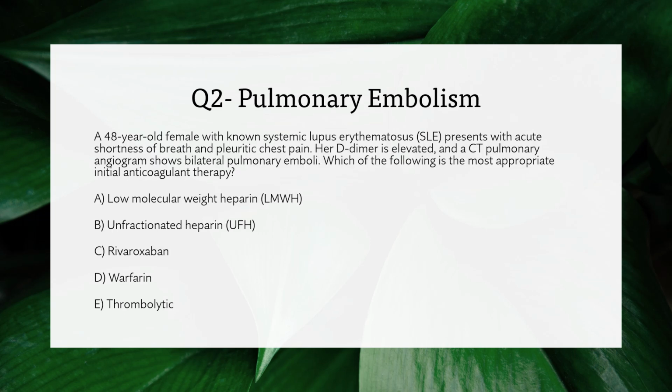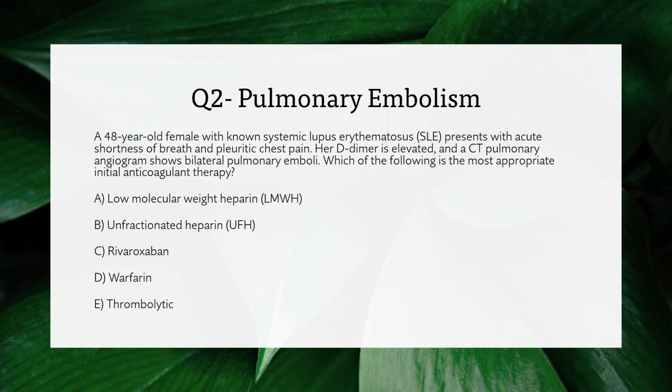Question number 2. A 48-year-old female with systemic lupus erythematosus presents with acute shortness of breath and pleuritic chest pain. Her D-dimer is elevated and a CT pulmonary angiogram shows bilateral pulmonary emboli. Which of the following is the most appropriate initial anticoagulant therapy in this patient?